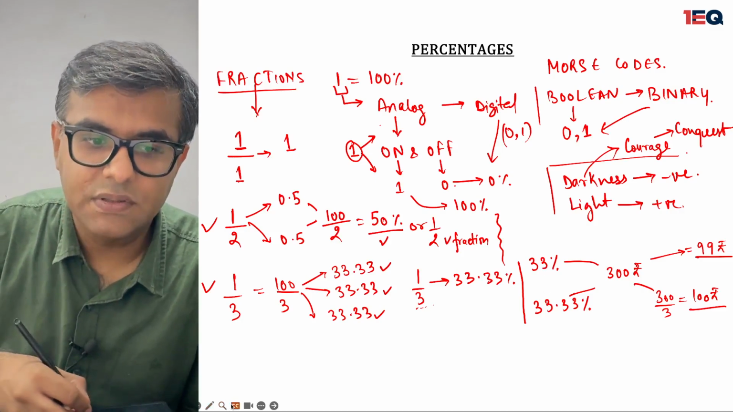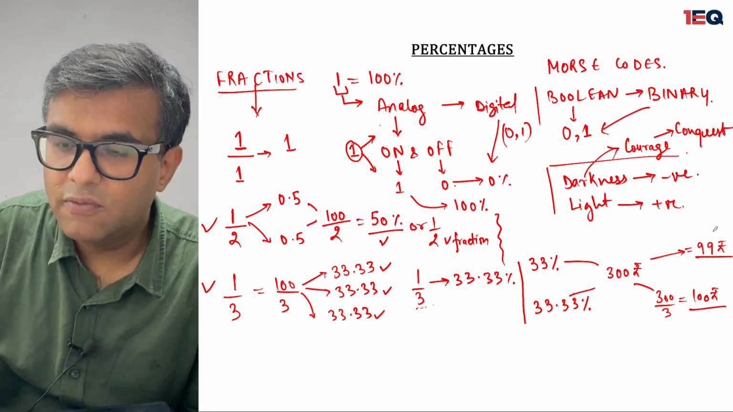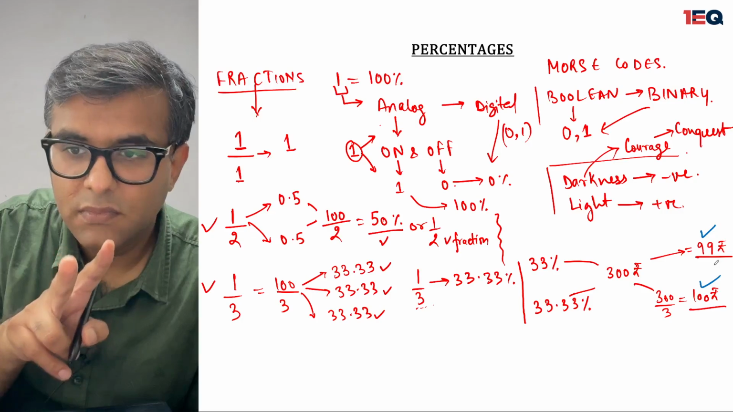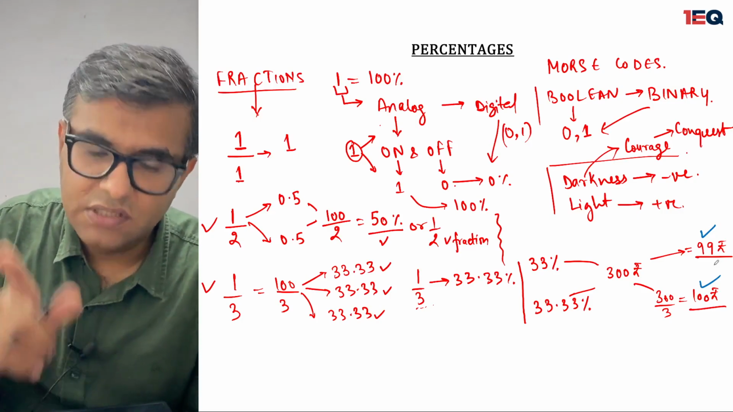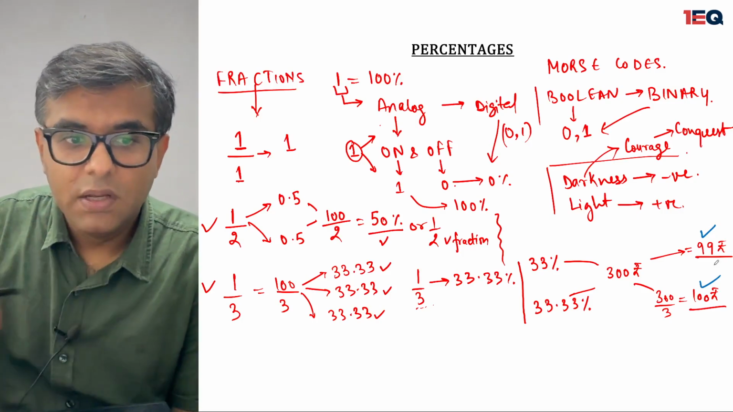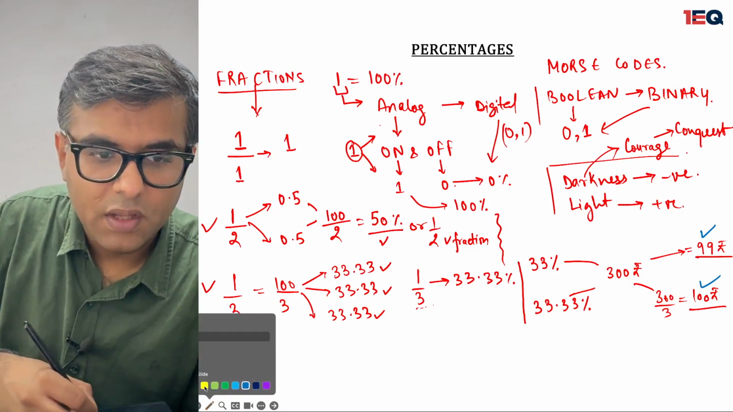Because in the options, I'm very sure that there would be 99 as well as 100 as two options. And you might go for 99 just because you saw the question wrong, or you might go for 100 as well. Okay. So 1 by 3, I've made you understand what it is about.